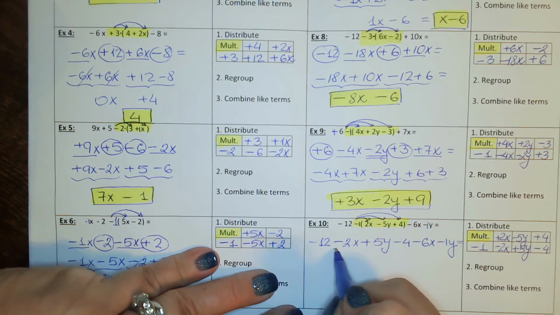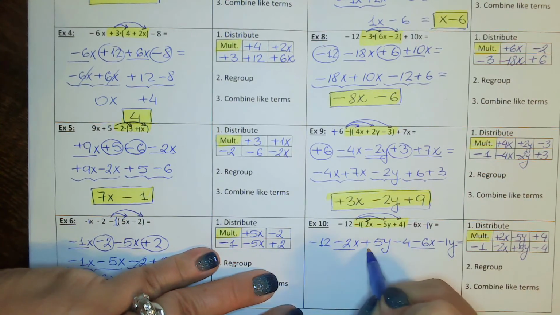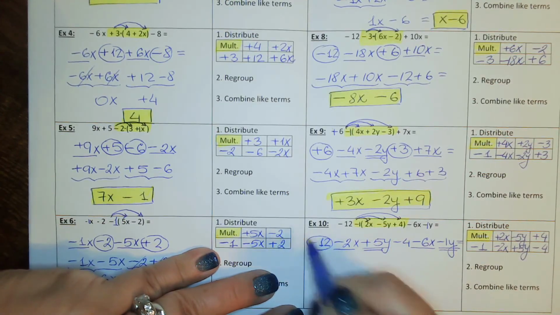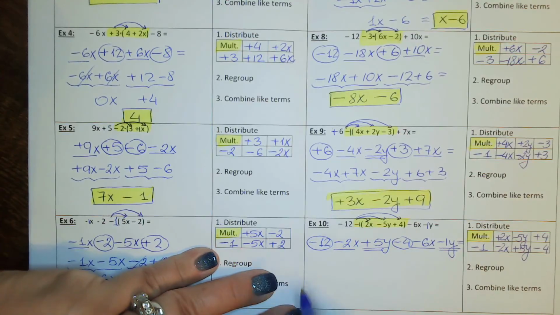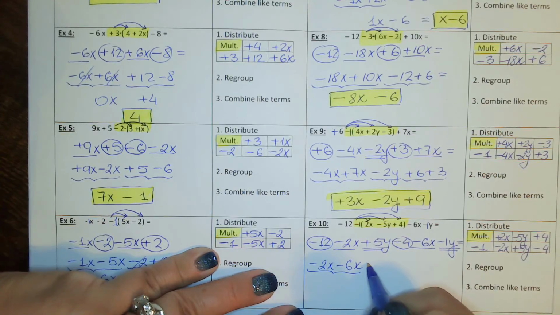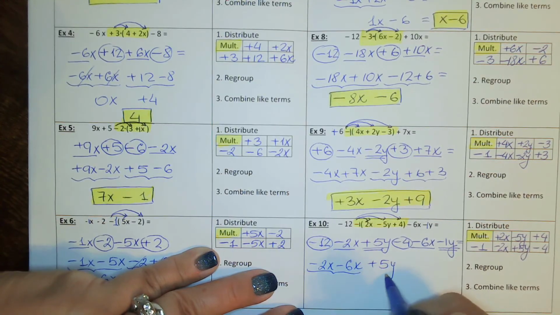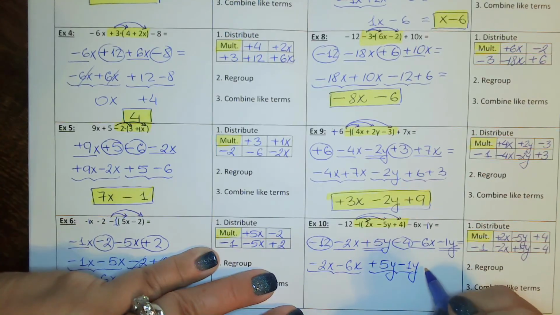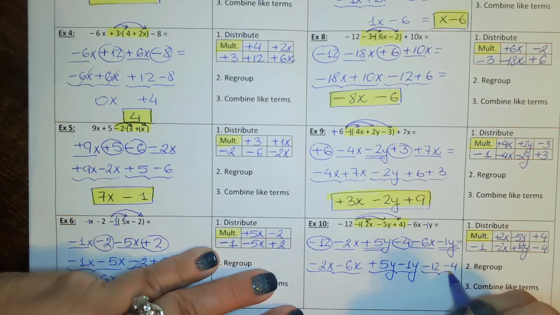Regroup x terms, y terms, and constants at the end. Negative 2x with negative 6x will be combined together, plus 5y minus 1y will be combined together, minus 12 and minus 4 will be combined together.